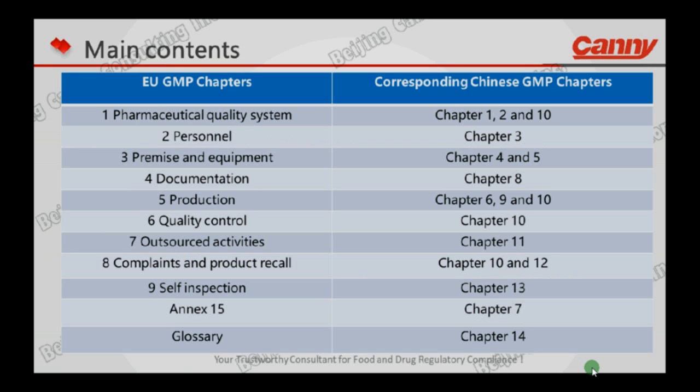For each chapter of EU GMP, there are chapters to define corresponding requirements in the Chinese GMP. For example, chapter 6 quality control in EU GMP is about quality control, and in the Chinese GMP, chapter 10 also specifies relevant requirements for quality control. This makes the Chinese GMP almost the same as EU GMP. They are almost the same.